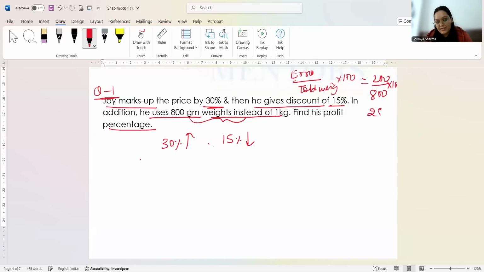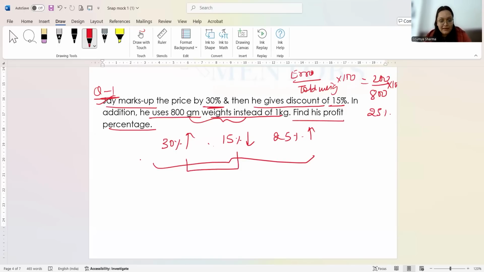So it will be 25%. So the profit will be a 25% increase. So this is the successive increase which Jay has taken up within the process of marking up, giving discount, and using faulty weight. Now we have to calculate his profit percentage.